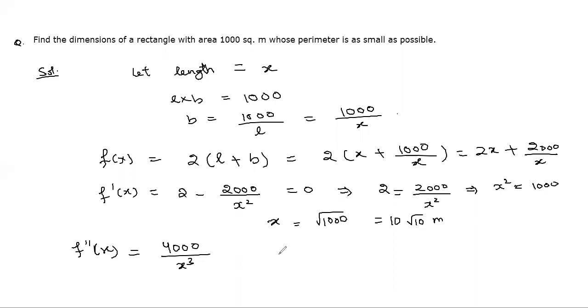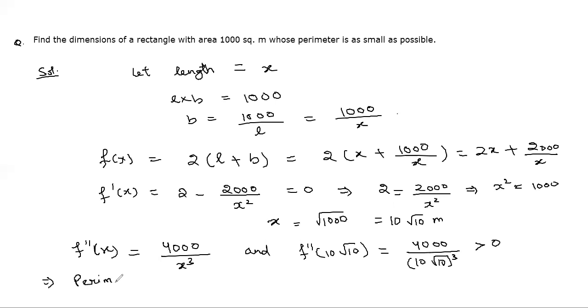As we can see, the second derivative at this critical point 10 root 10 is 4000 over the cube of 10 root 10. I did not compute it, by the way, because I just have to check whether it is positive or not, and you can see that it is positive. So it means that the perimeter is minimum, the function which represents the perimeter.